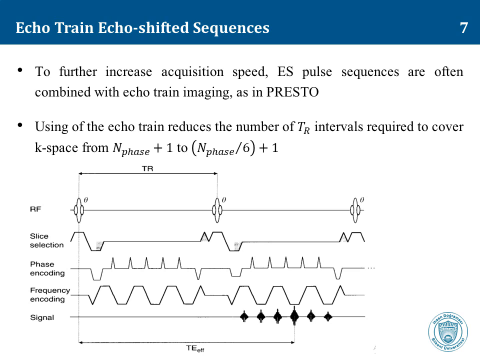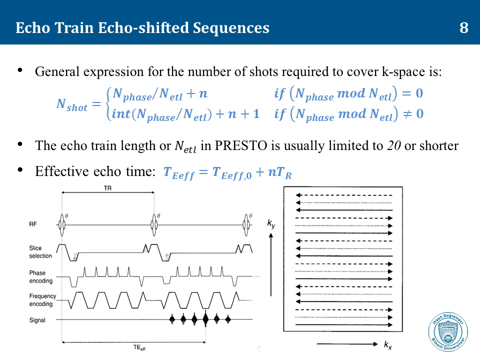K-space line. In this example, the use of echo train reduces the number of TR intervals required to cover K-space and complete the acquisition. It means that the number of shots goes from n phase plus 1 to n phase over 6 plus 1, where n phase is the number of phase encoding steps. A more general expression for the number of shots required to cover K-space can be obtained from this formula, where the int function provides the integer part of its argument.